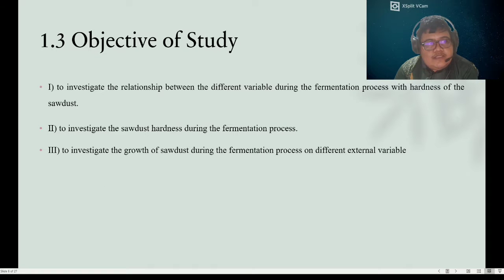The objective of the study. The first objective is to investigate the relationship between the different variables during the fermentation process with the hardness of the sawdust. Second is to investigate the sawdust hardness during the fermentation process. The third is to investigate the growth of sawdust during the fermentation process on different external variables.